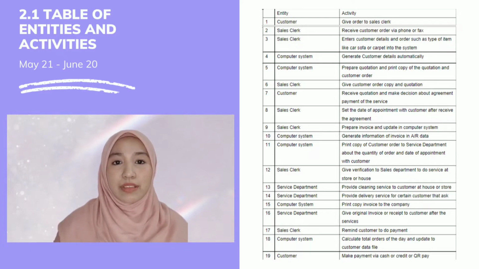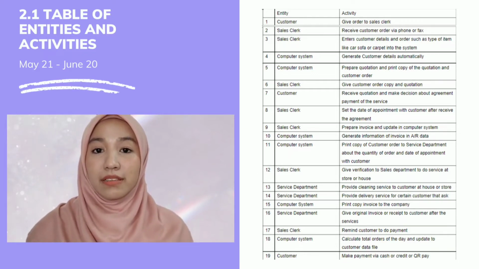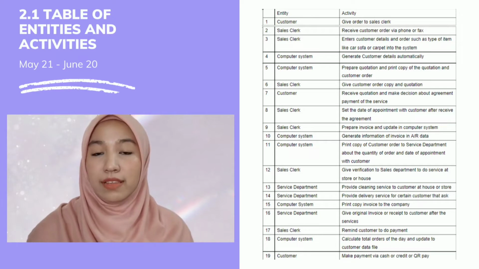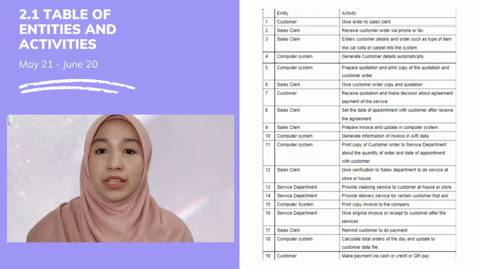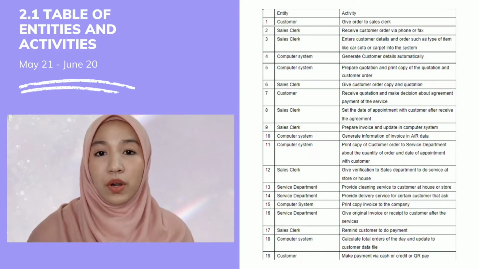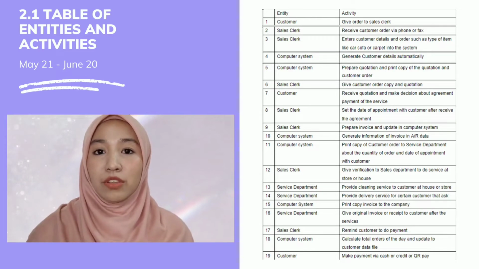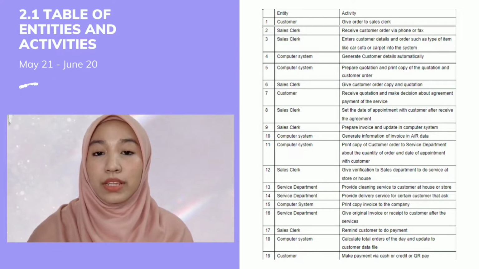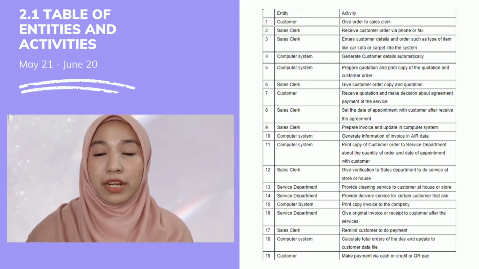The table of entities and activities of this company can be shown by the table on the slide, where it starts with the customer giving an order to the sales clerk, and then the sales clerk will receive the order via phone or text. The sales clerk will then enter the customer details and orders, such as type of item like curtain, sofa, or carpet, into the system, and then the computer system will generate the customer details and order automatically. The process will continue until the end of the process where the customer makes payment via cash, credit, or QR pay.